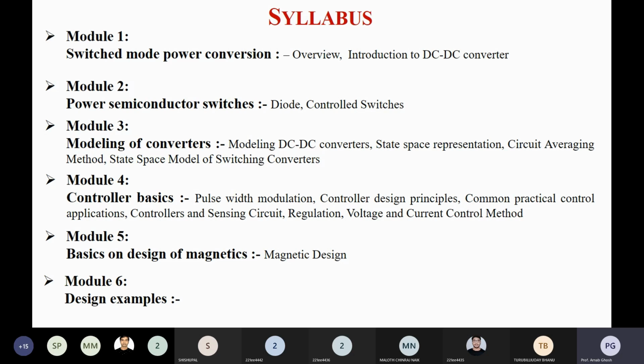After that, the basic design of the magnetics. Basically, we do not directly use a ferromagnetic core for the switching converter, so we have to design some ferrite core. All the switching converters work at high frequency, more than 20 kilohertz. Our hearing range is 20 hertz to 20 kilohertz, so you have to design the switching converter in such a manner that it is beyond 20 kilohertz. Otherwise you can hear the switching sound, some switching noise will be coming.